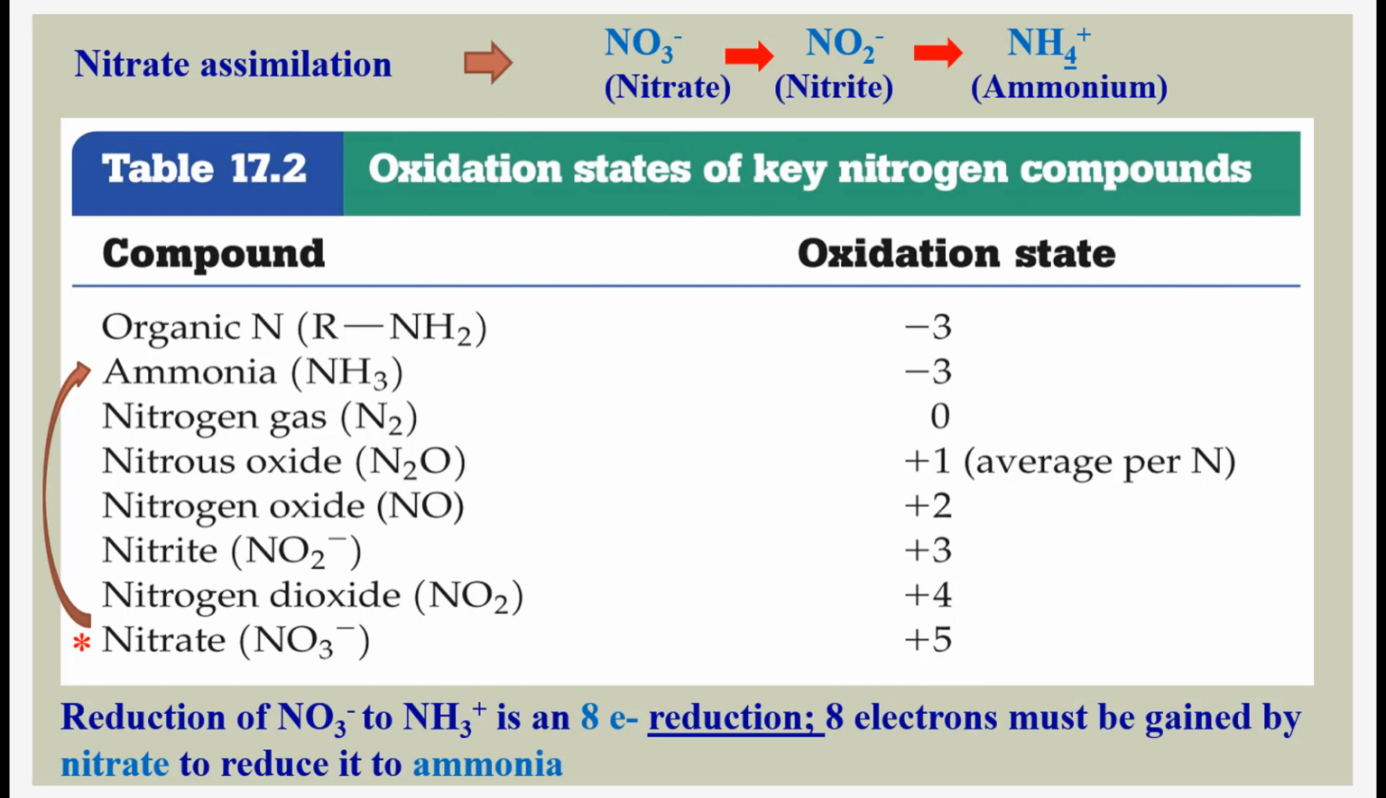This means that 8 electrons must be gained by nitrate to be reduced to ammonia. So in assimilative nitrate reduction, the net gain is 8 electrons. Also, note that the decrease in oxidation state from +5 to -3 indicates that the conversion from nitrate to ammonia is a reduction process.